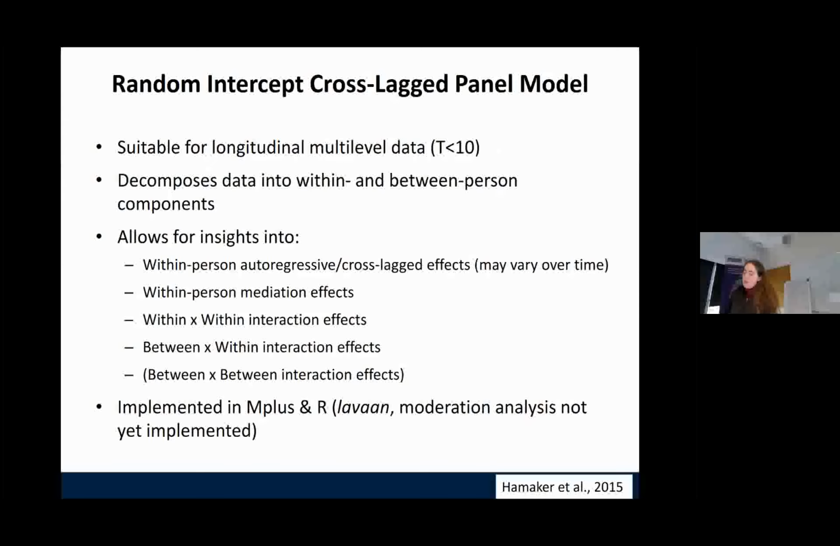And one thing that is really useful with random intercept cross-lagged panel models is that it overcomes one of the limitations of previous cross-lagged panel models. With cross-lagged panel models, we can analyze how variables relate to other variables over time. So for example, how variable one, such as behavioral problems, influences another variable like emotional problems over time.